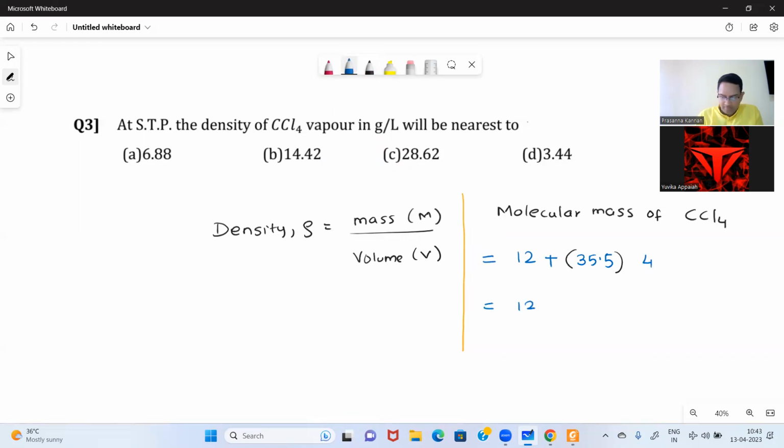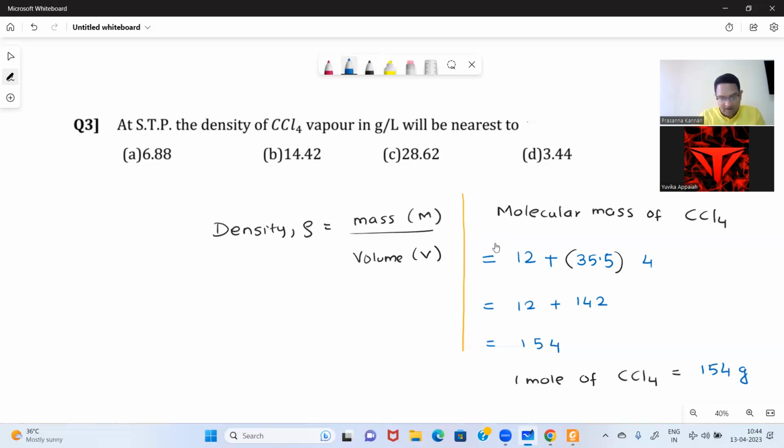So this will be 35.5 into 2 is 71, right? Yes, sir. 71 into 2 will be 142. Yes. So what will be the total molecular mass? 12 plus 142, 154, Viveka? Yes. Now how much is 1 mole of CCl4, Viveka? 154 grams. Fantastic.